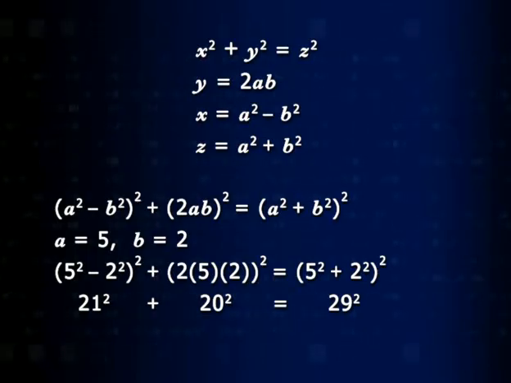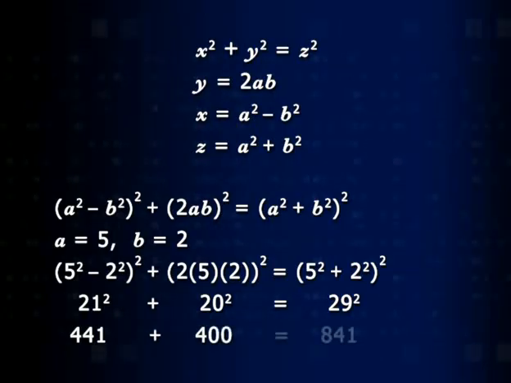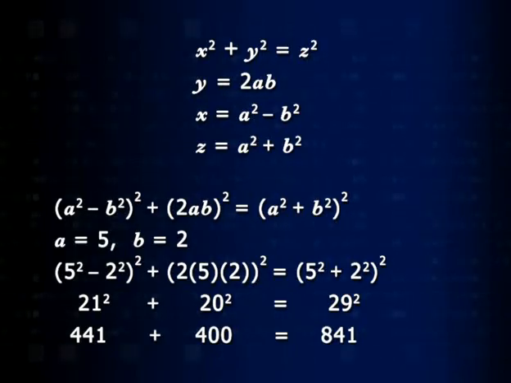Well, notice that 21 squared plus 20 squared equals 441 plus 400, which equals 841, which indeed equals 29 squared. In other words, we discover the Pythagorean triple 21, 20, 29. Because we have infinitely many different choices for the natural numbers a and b, we see that there are infinitely many genuinely different Pythagorean triples. And that completes our proof that there are infinitely many.